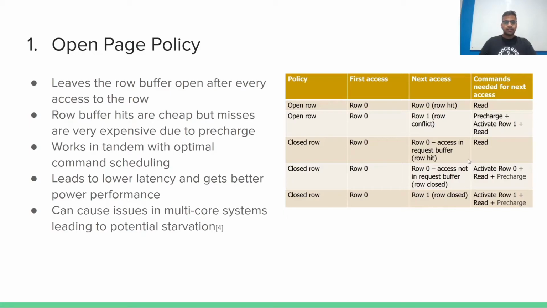Open page policy is a row buffer management policy that helps improve the performance of the memory by exploiting request locality. In this policy, when a row is accessed, the row buffer is kept open and not closed until after the request is complete. The row buffer is only closed whenever we encounter a row conflict. That is, the data we are looking for is not in that row. In this way, we can work in tandem with command scheduling to ensure requests accessing the same row have efficient access to the row.